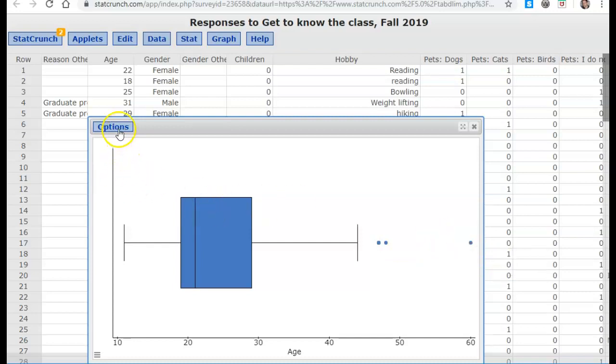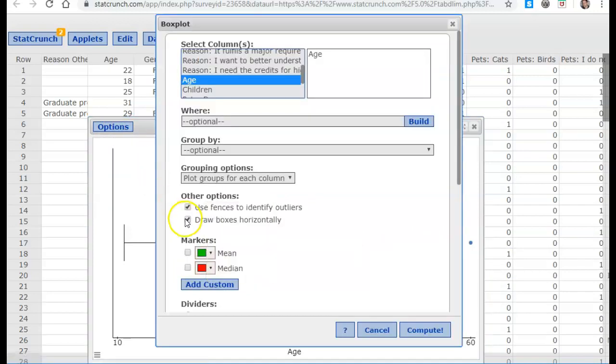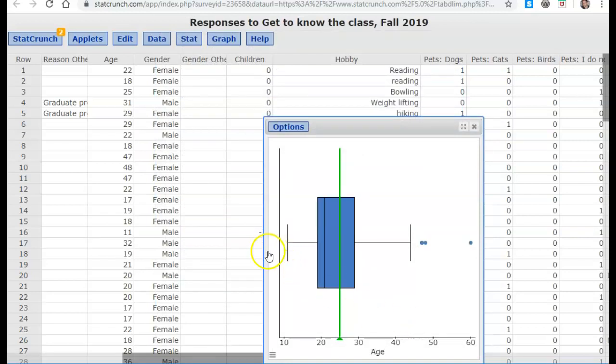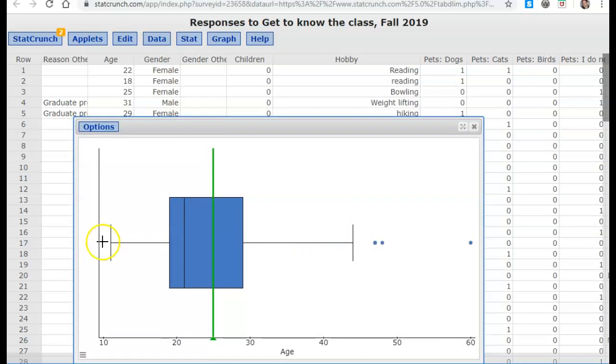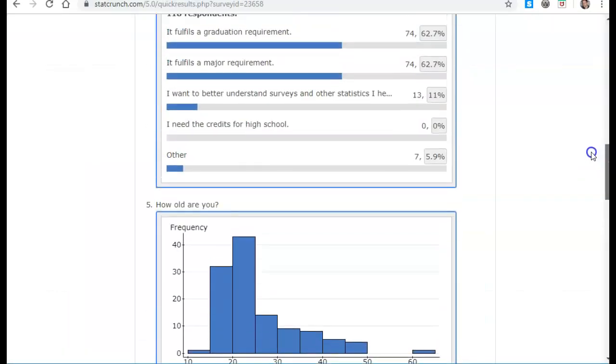I can go to Options, Edit, and add the mean to this box plot. We can see that the mean at 24.9 is to the right of the median at 21. Finally, we can see that a long whisker on the right means that the distribution is skewed to the right.